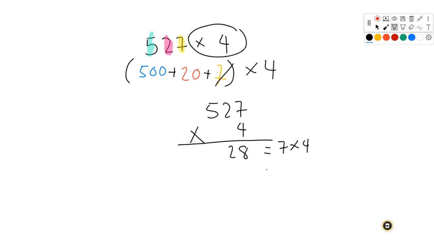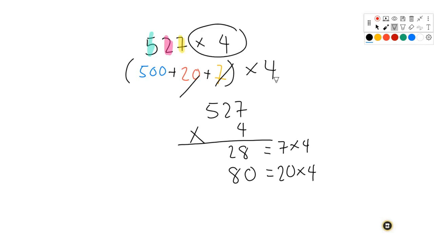What is the next thing that we want to multiply? Type in the box. Yes, it's 20 times 4. So go ahead and do 20 times 4. Slap the 0. Okay, we're done with that one.